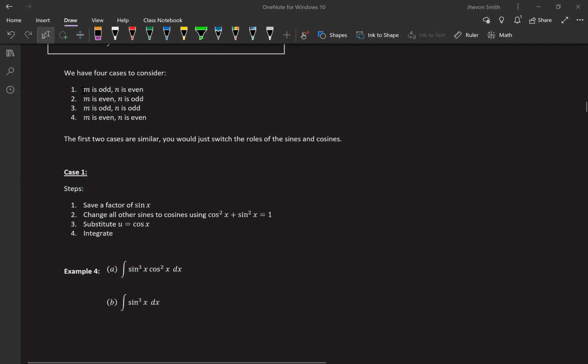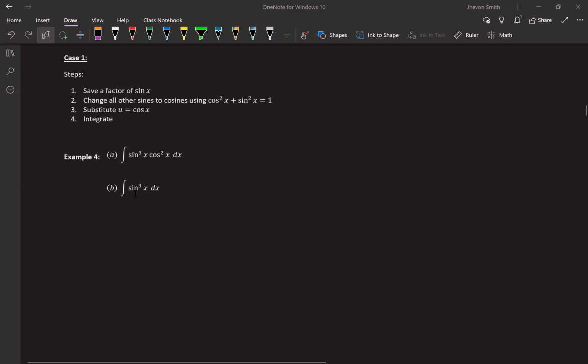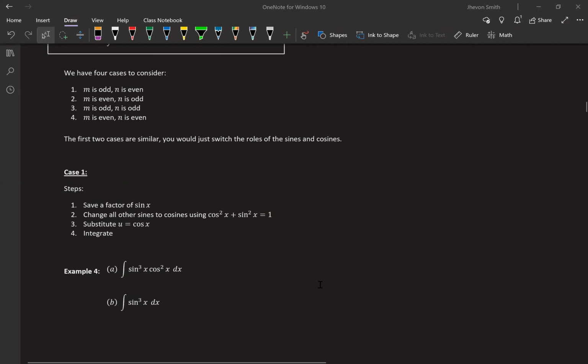Case one is when the power of sine is odd and the power of cosine is even. Here's how you deal with such a case. One, you're going to save a factor of the sine function. What that means is you literally just factor off a sine and put it to one side and don't do anything with it. Two, you are going to change all other sines into cosines, using a trig identity: cosine squared plus sine squared equals one. You're then going to substitute u equals cosine. This will give you something more convenient, and then you're going to integrate it. That's the strategy, and it will always work if the power of sine is odd and the power of cosine is even.